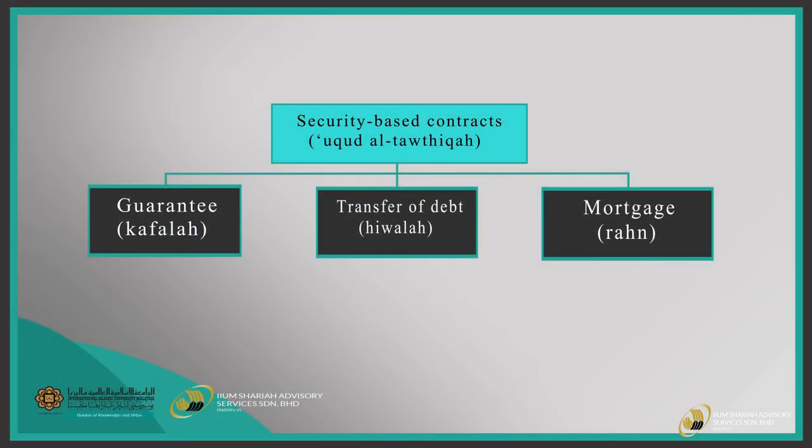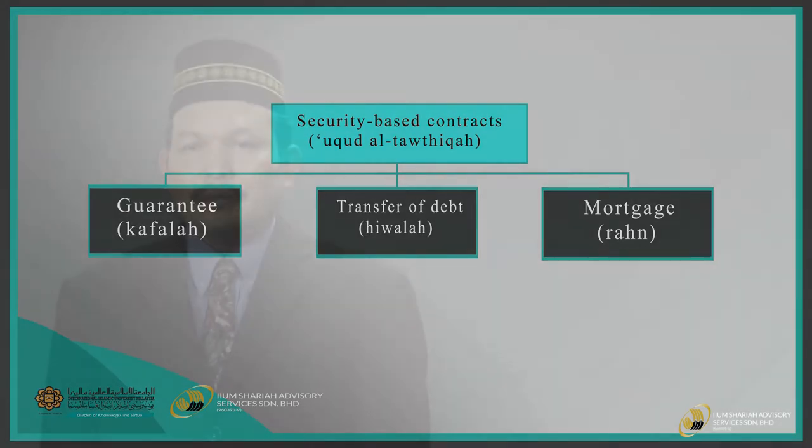Security-based contracts, uqud al-tawthiqah, consist of guarantee, kafalah, transfer of debt, hiwalah, and mortgage, rahn. In Islamic banking, guarantee, kafalah is used in trade finance and asset acquisition financing. Transfer of debt, hiwalah, is used in issuing of cheques for current account and overdraft and remittance. And mortgage, rahn is used in ar-Rahnu product and asset acquisition financing.